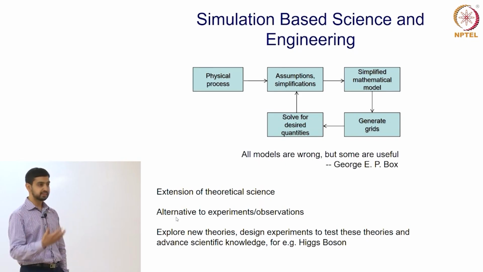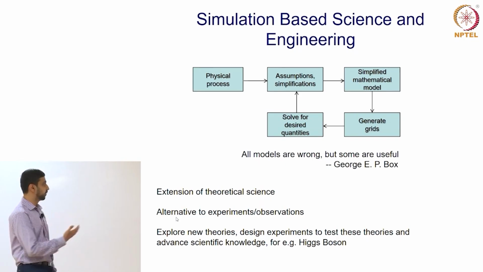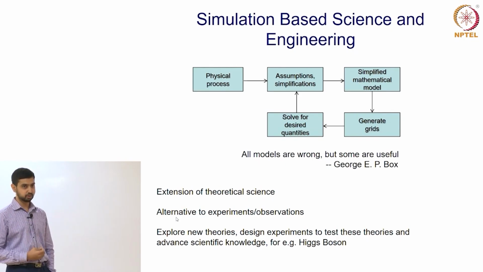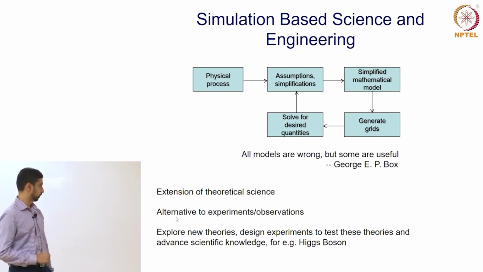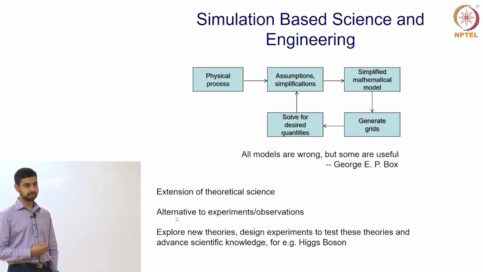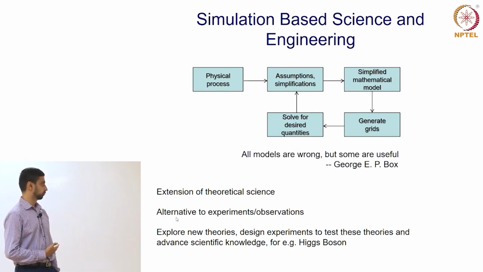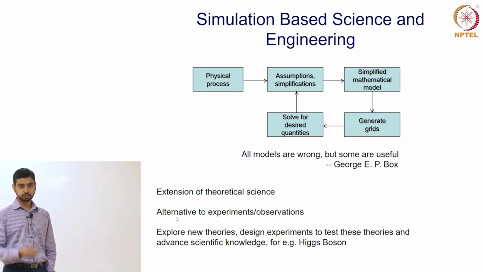And for you to develop this simple model, you need to come up with assumptions and simplifications of the physical reality. Once you have the simplified mathematical model, then you have to approximate it on the computer using some sort of discretization. So, you break a complex geometrical shape into many tiny pieces, and you solve this simple mathematical model on each of those tiny pieces.